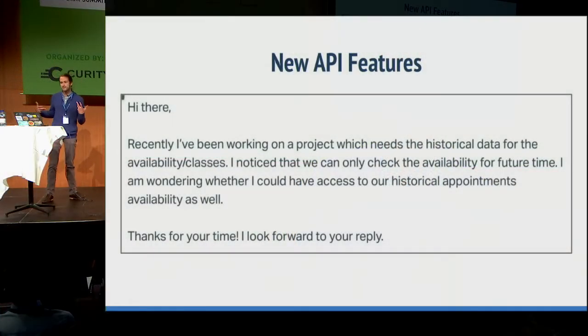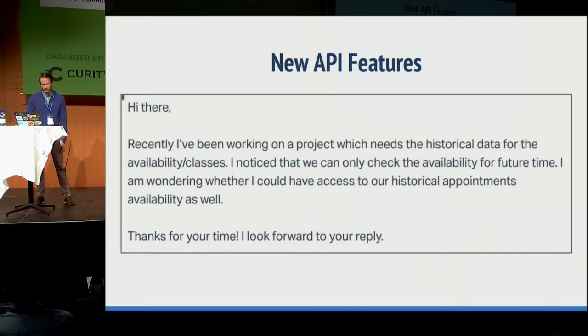So here's a request we received. This user was just looking for historical data for their classes that were offered previously in Acuity. Now, it's not something that we had documented in our public API, but this was actually something we'd added just a couple weeks before she requested this. We added it for our mobile application, which is also powered by our public API.